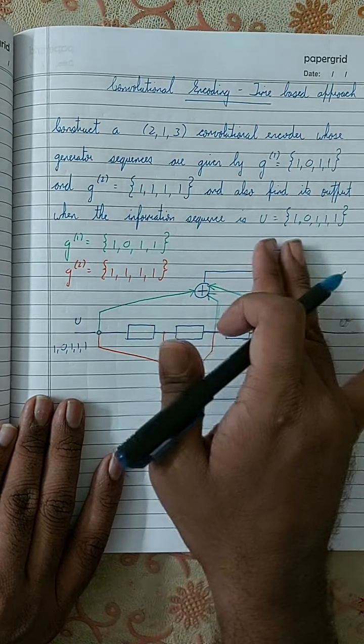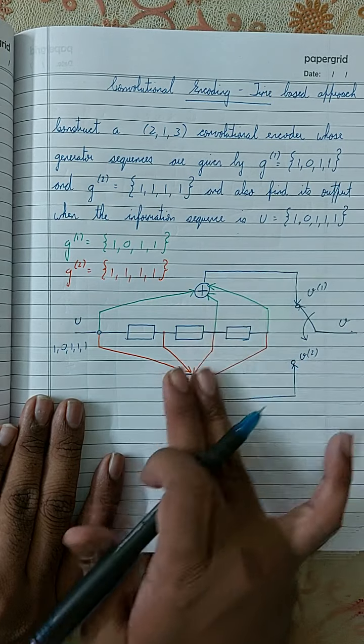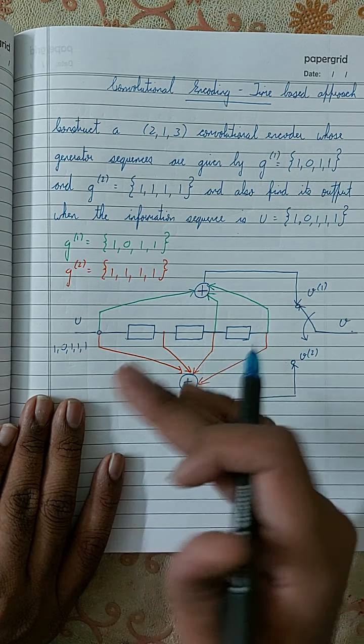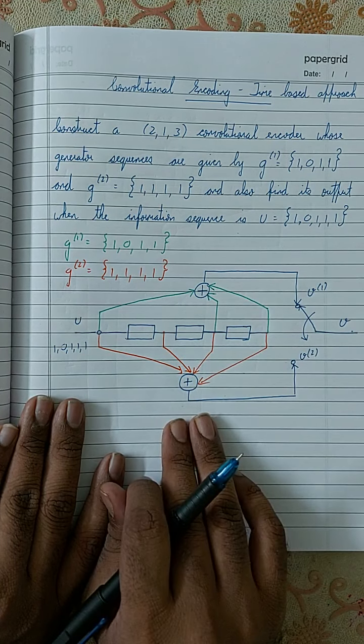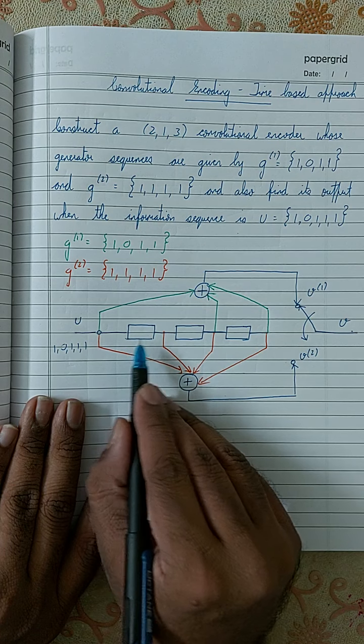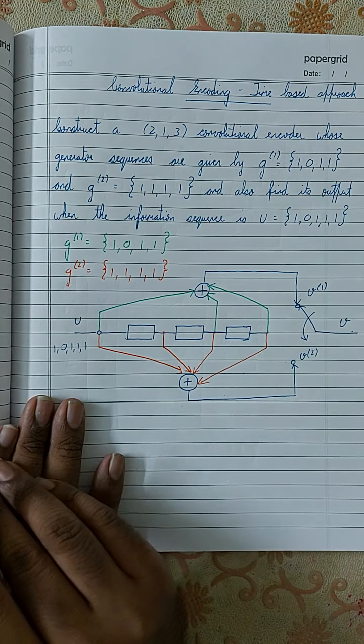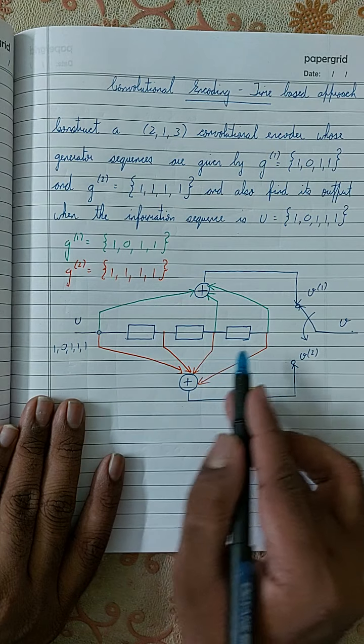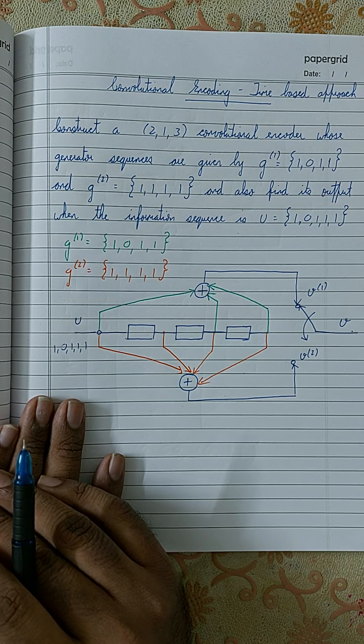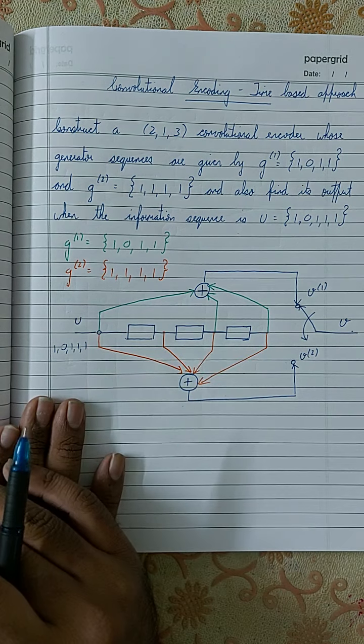Okay, after all this information sequence enters the circuit, you need to add 3 more zeros. Why 3 more zeros? Because the number of shift register blocks is equal to 3, right? The number of shift register blocks is equal to 3, and you need to flush out those answers also.